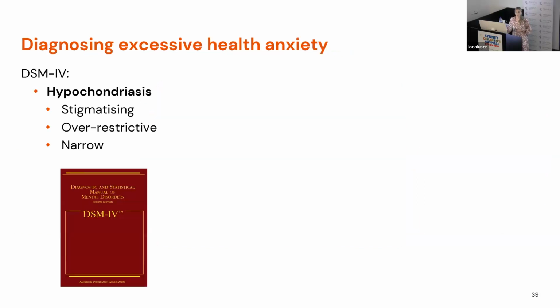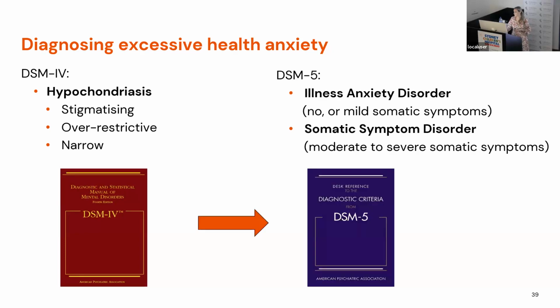So according to the DSM-4, and the DSM is the most widely used manual to diagnose mental health disorders, excessive health anxiety was known as hypochondriasis, but there were a lot of issues with this disorder. It was very stigmatizing and people would be labeled as hypochondriacs. And it was over-restrictive and narrow, so it didn't quite capture all the individuals that were experiencing excessive health anxiety. To address these limitations, the DSM-5, which is our current DSM, replaced hypochondriasis with two new disorders. These are illness anxiety disorder and somatic symptom disorder.